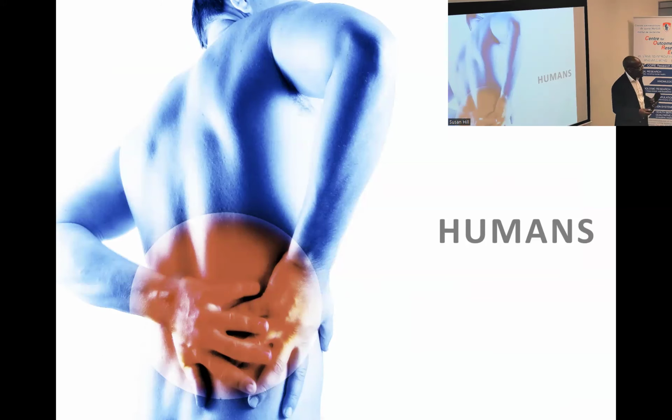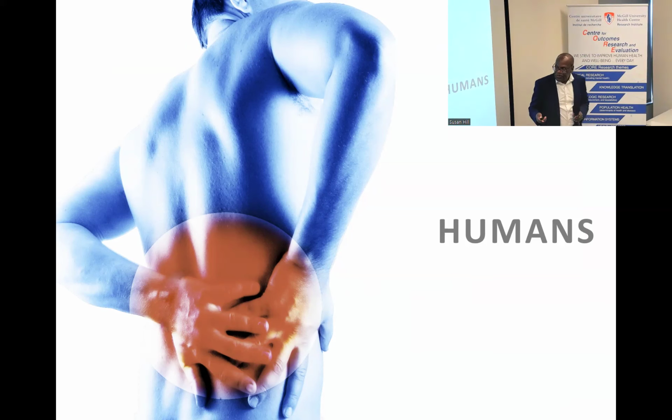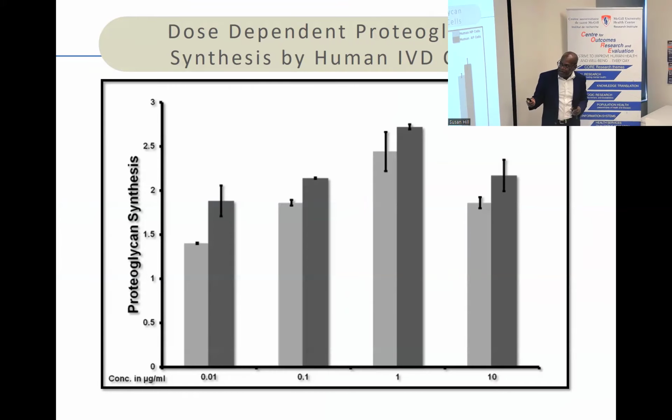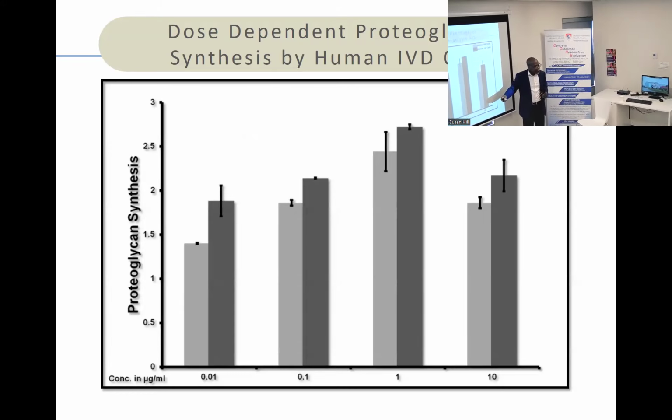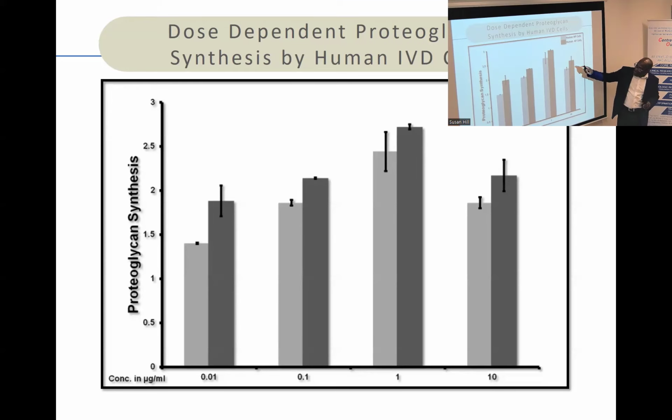Now, you can do all the animal work, but eventually we are trying to deal with humans here. So what about humans? We took the human disc, which is already degenerated, so you don't have to puncture anything. First we took the human cells, from nucleus pulposus or annulus fibrosus, and looked at proteoglycan synthesis. We can stimulate cells from humans, and we were trying to find the optimal concentration, which was about 1 microgram per ml. So going ahead, I'm using this kind of concentration. That's the rationale for it.